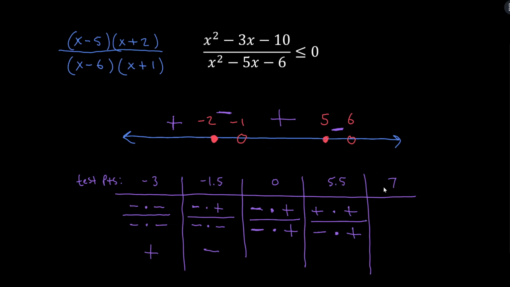All right, now let's plug in 7. 7 minus 5 is 2, that's positive, positive. I think these are all going to be positive. 7 minus 6, positive, positive. So we have a plus here. I forgot to write these.